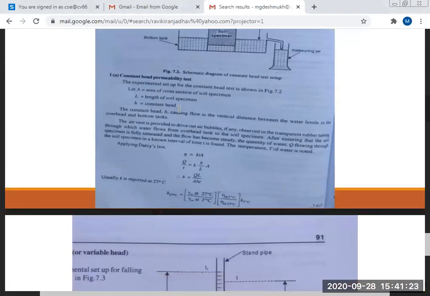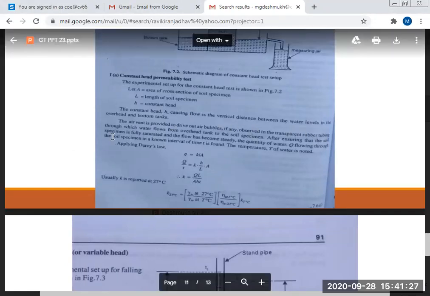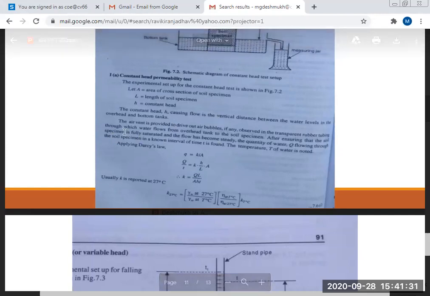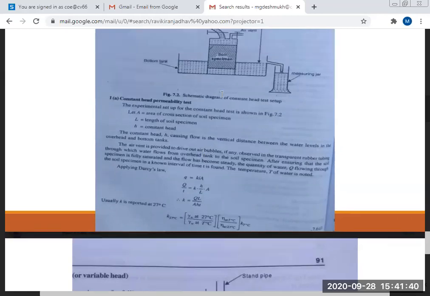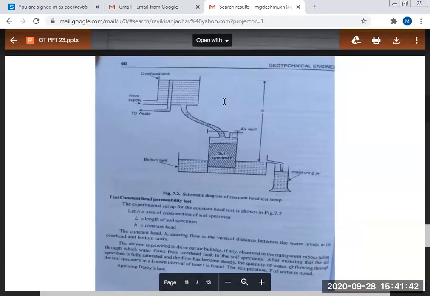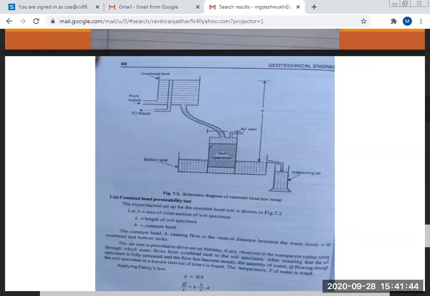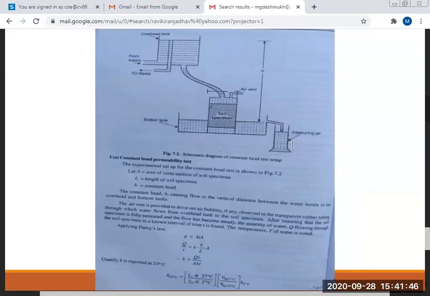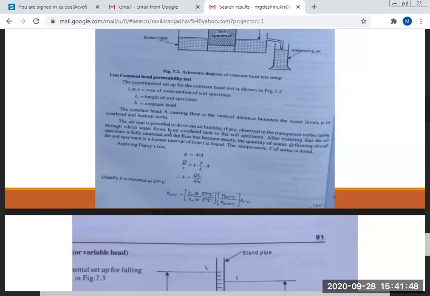Now, the constant head h causing flow is the vertical distance between the water levels in the overhead and bottom tanks. The air vent is provided to drive out air bubbles. Of course, when air bubbles are there, they will give wrong readings. So when the air vent is opened, all the bubbles will be released.